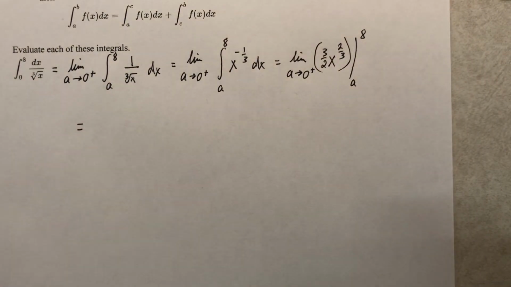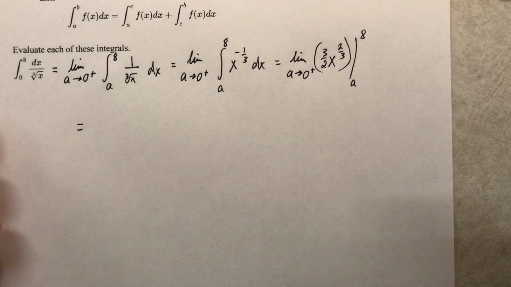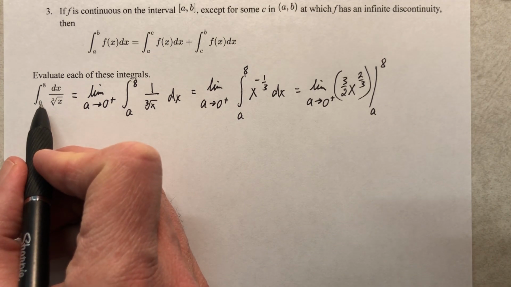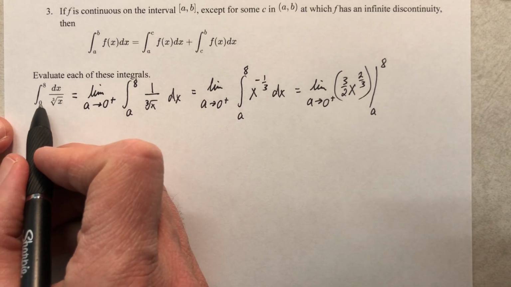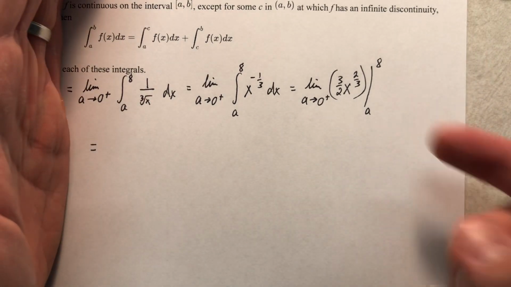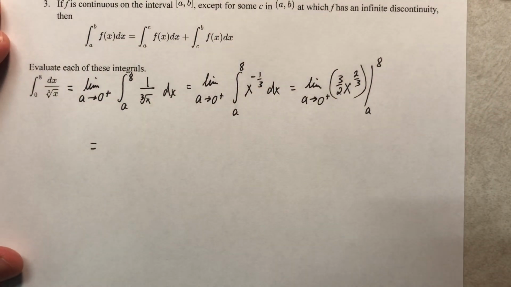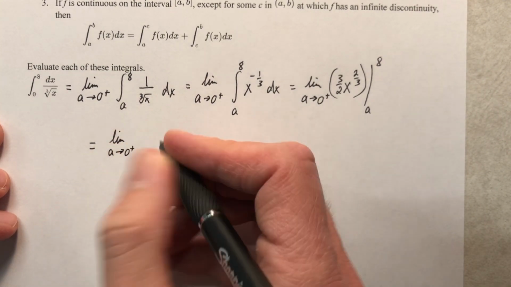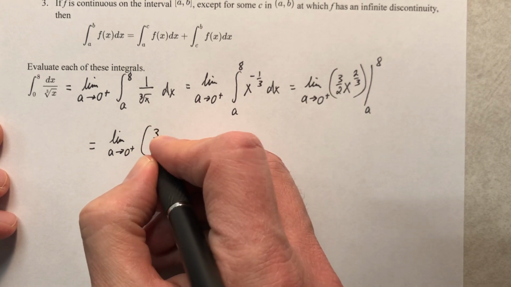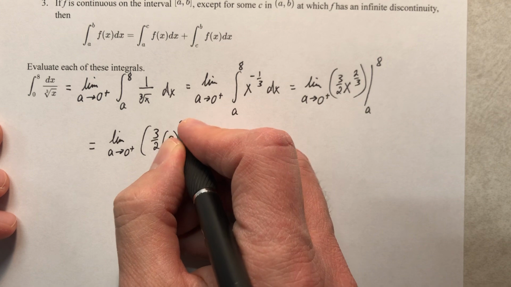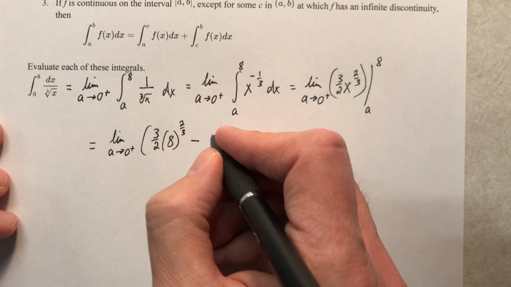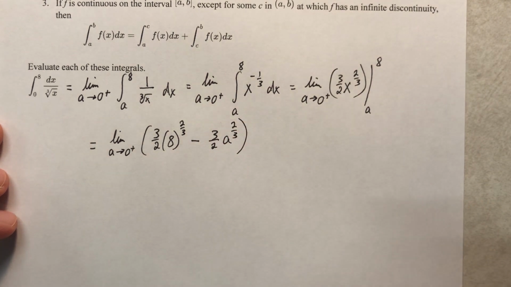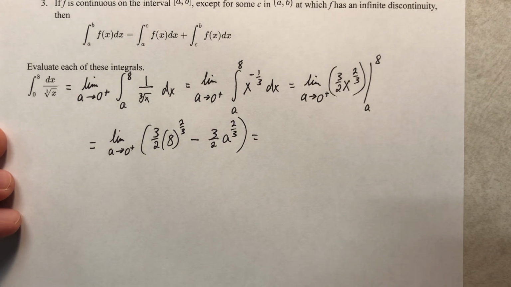The big idea is behind us, actually. The big idea was, I have an infinite discontinuity here. I'll call it a, which makes sense alphabetically, a and b. So I have to approach 0 from the right. That's my only choice. That's what's really going on. So I have the limit as a approaches 0 from the right of 3/2 times 8 to the 2/3, we can do that in our head, minus 3/2 a to the 2/3. Things are getting a little tricky there.